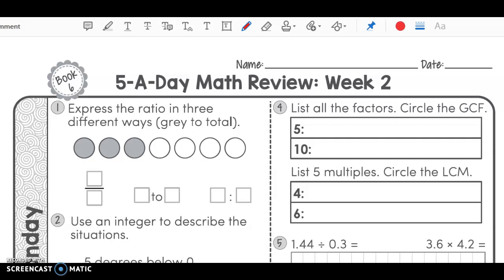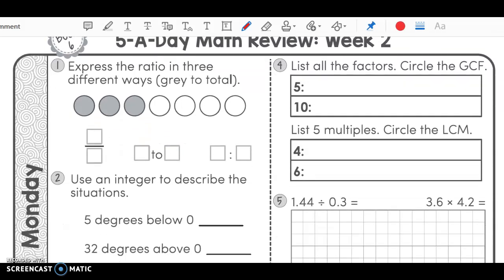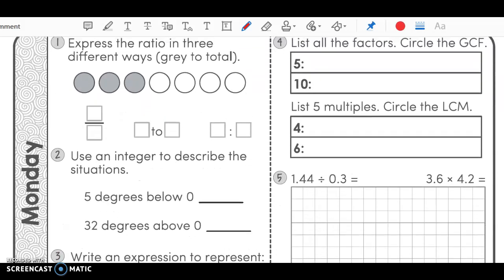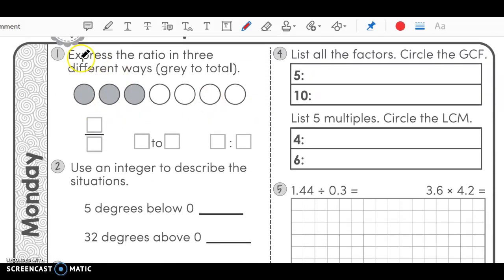Okay, let's take a look at our Monday 5-a-day for week 2. So on Monday, the first thing it wants us to do is express the ratio in 3 different ways. Gray to total. Always make sure that we're looking at this, which is going to tell us whether it's part to whole, part to part, etc., etc.